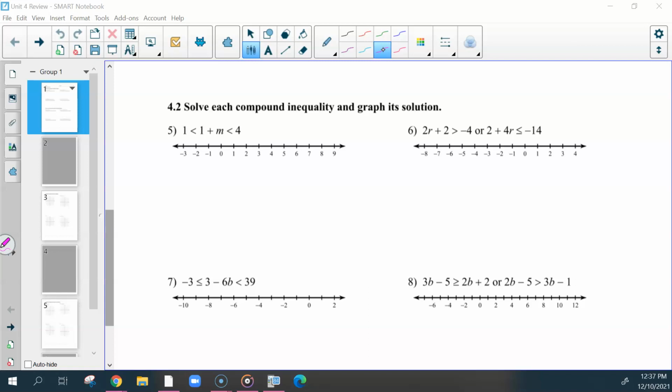Right, number 5, is this an and inequality or an or inequality? Which means we need to solve everything together at the same time, or whatever we do to one part, we're going to do to the other. So let me rewrite this first. I need to get rid of the middle, or anything connected to it, by subtracting. And I'm going to do that to all sides, not just the middle. So this would become 0 is less than m is less than 4.